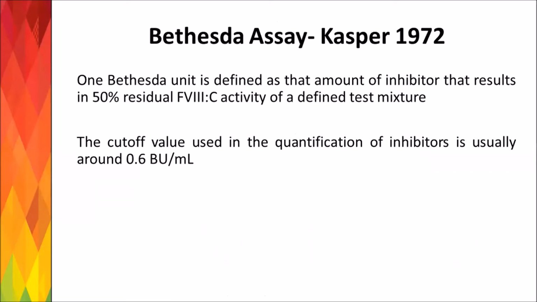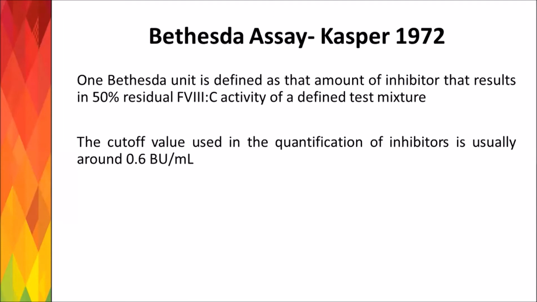Now coming to the Bethesda assay. Bethesda assay is considered as a very complicated test, but actually the principle is the same, and it is just the number of tubes which go in it which makes it complicated. So to define what is one Bethesda unit, one Bethesda unit is that much amount of inhibitors in the plasma which will reduce the factor levels of your control to 50%. This is the definition of one Bethesda unit.